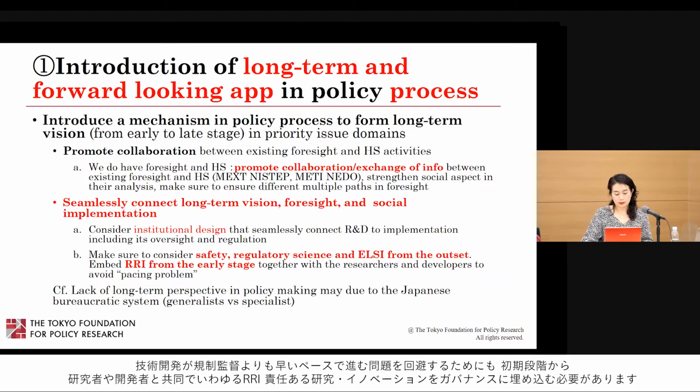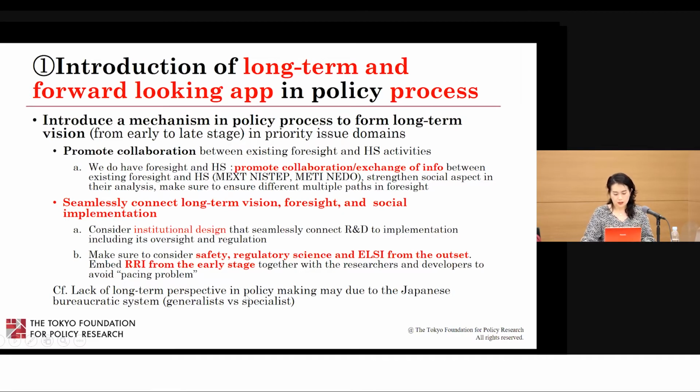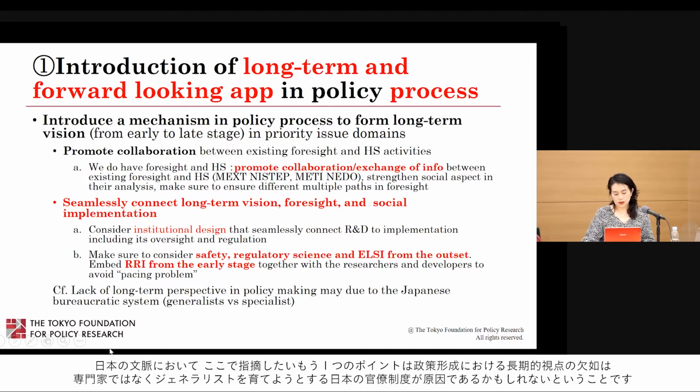We need to also embed the so-called RRI, responsible research and innovation, from the early stage, together with the researchers and developers, to avoid the pacing problem, where technology development outpaces the regulatory oversight. The other point I would like to make in the context of Japan is that the lack of long-term perspective in policymaking may be due to the Japanese bureaucratic system, which aims to raise generalists rather than specialists.